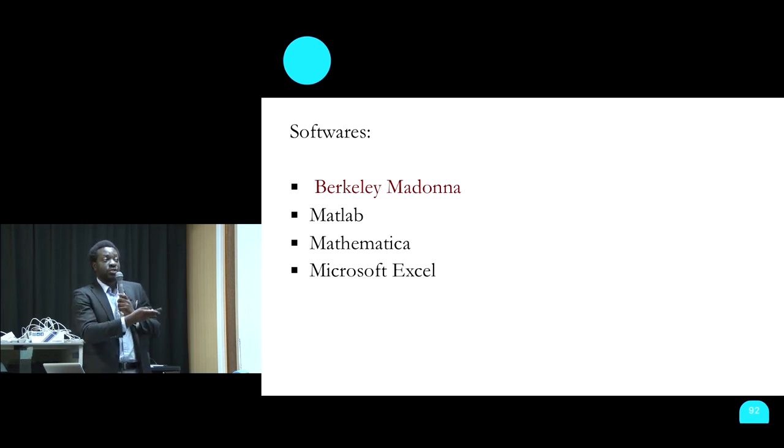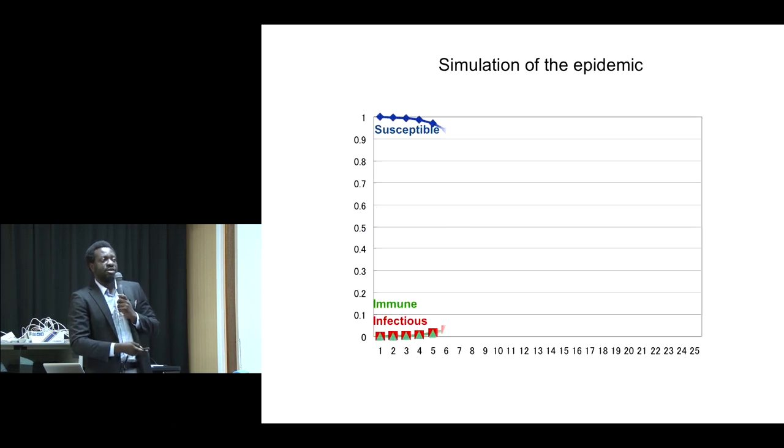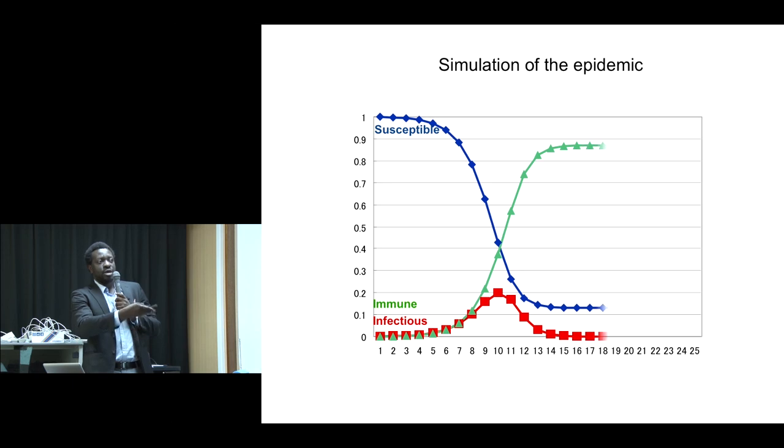And there is software to do that. What I use is Berkeley Madonna, but you can use a very simple Microsoft Excel to do very simple mathematical modeling. For example, for this exercise, just with Excel, you can have this kind of estimation, and you can estimate the number of susceptible and infectious. So this is just a simulation of how the transmission can happen over time, the number of infectious, the number of immune, and the number of susceptible.